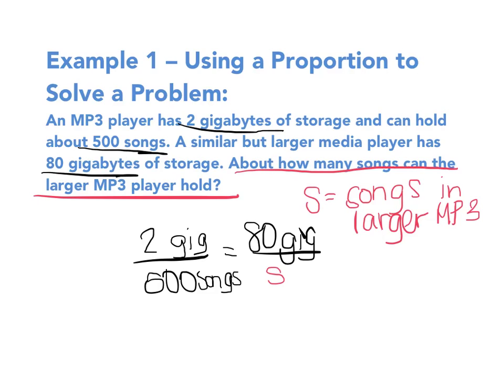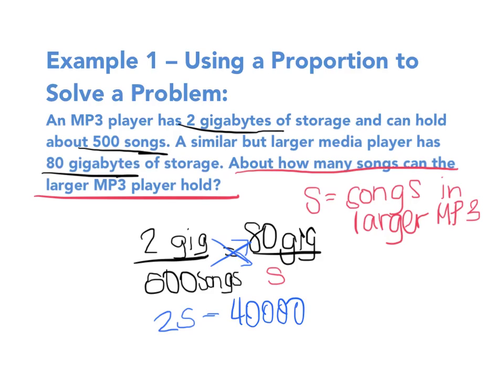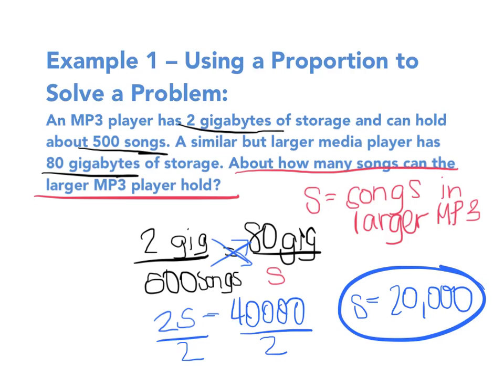So now to solve this, I will cross multiply, and I get 2S equals 500 times 80, which is 40,000. So now I'm going to divide by 2 on both sides, and S equals 20,000. That larger MP3 player can hold 20,000 songs.